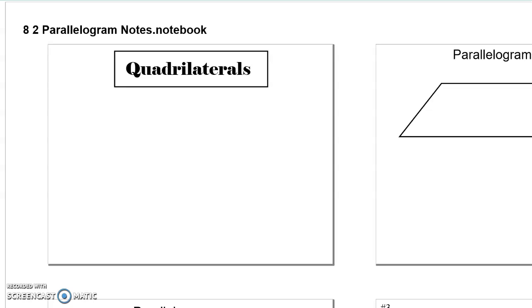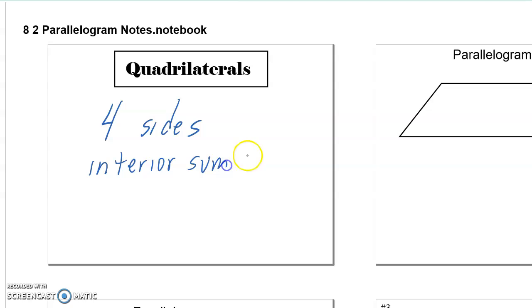The first thing we have to think about is quadrilaterals. All right, first thing you need to know about a quadrilateral is that it has four sides. Okay. The other thing we probably should know about a quadrilateral, since we know it has four sides, is that it makes two triangles, and 2 times 180 means it has an interior sum of 360 degrees. Okay.